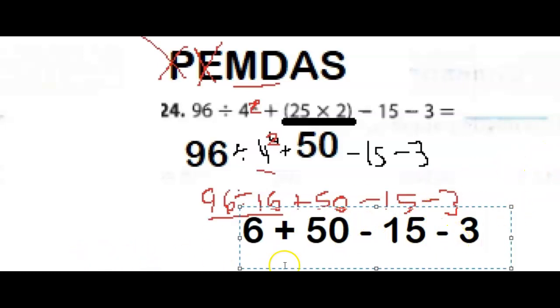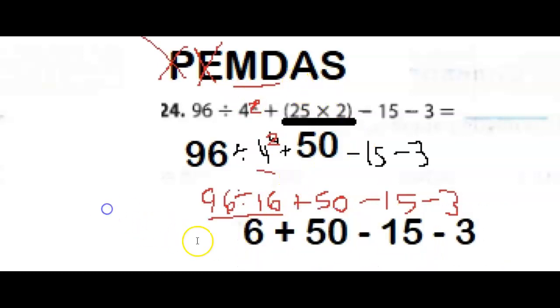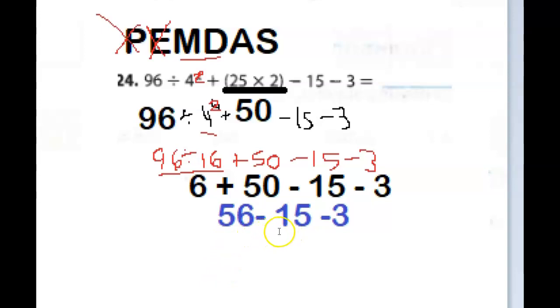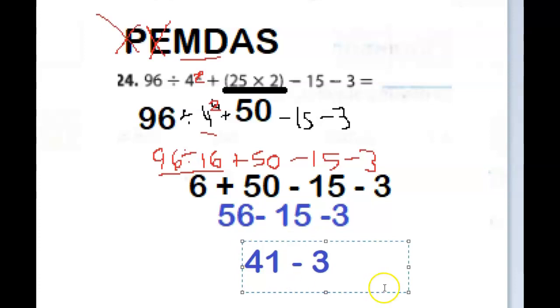So now we got to do the next one. Do I have multiplication or division? I don't. Do I have add and subtraction? I do. So I'm going to do this in order. So what's 6 plus 50? That's just 56. And then I'm going to subtract 15 minus 3, right? So let's keep going. 56 minus 15. Subtract 6 from 5, so I get 1, and 5 minus 1 is 4. So I should have 41. And I'm left with minus 3, right? And hopefully at this point, you guys can figure out the rest on your own. That was number 24. That was a tough one, right? That was so many steps here.